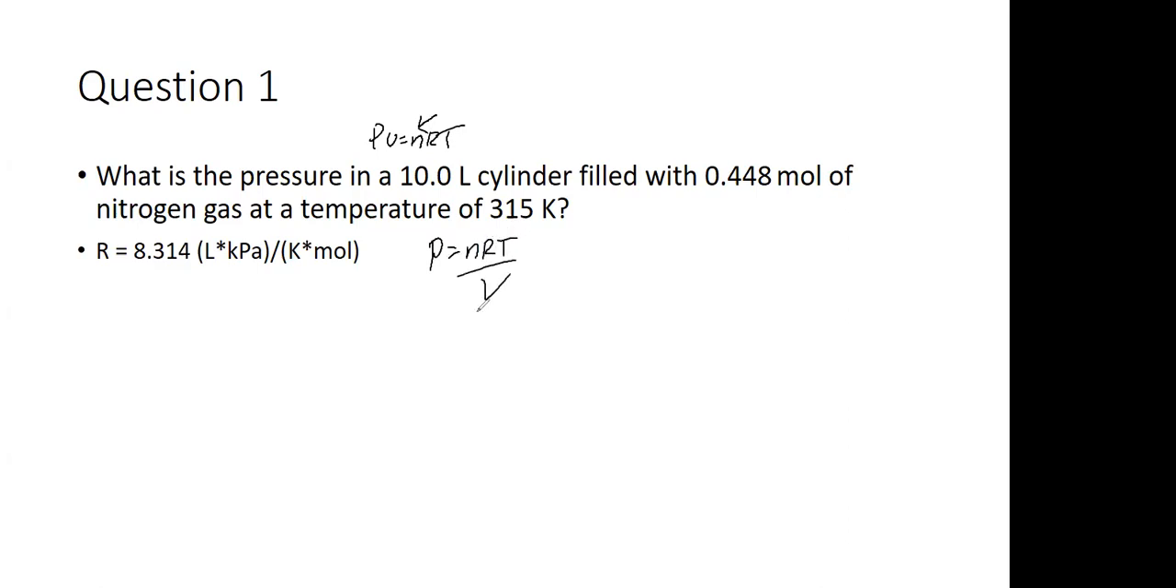So just rearranging the ideal gas law will look like that. Pressure equals nRT divided by V. R is a constant, so it will never change based on what units you're using. The only way R changes is if you change the units of R. There are like 20 different R's out there. You just pick one that goes along with the units that you want.